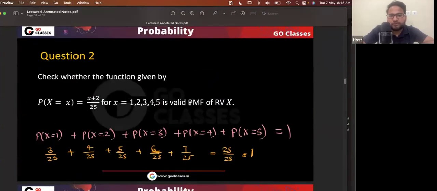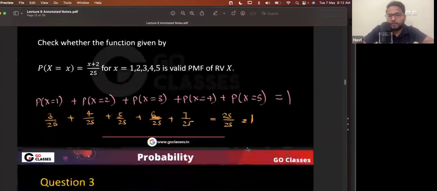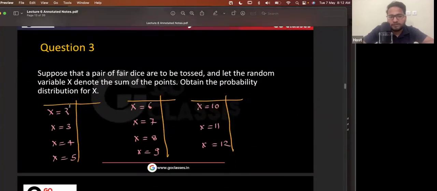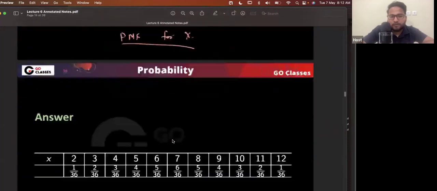Similarly, we saw multiple questions. For example, this is the PMF that is given to us, and now they are saying to check whether this is a valid PMF or not. For that, you need to sum all the probabilities and check whether they add up to 1 or not. Similarly, this is for a pair of dice. There are multiple questions like that.